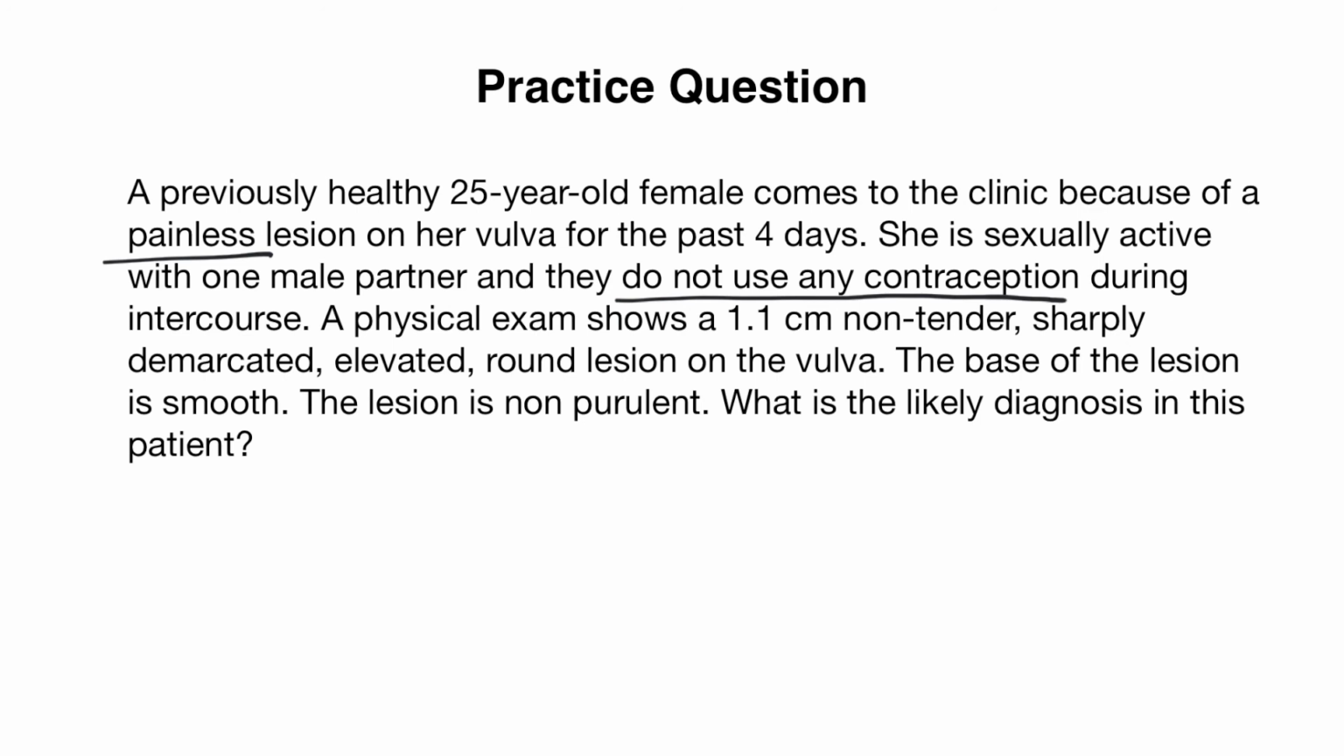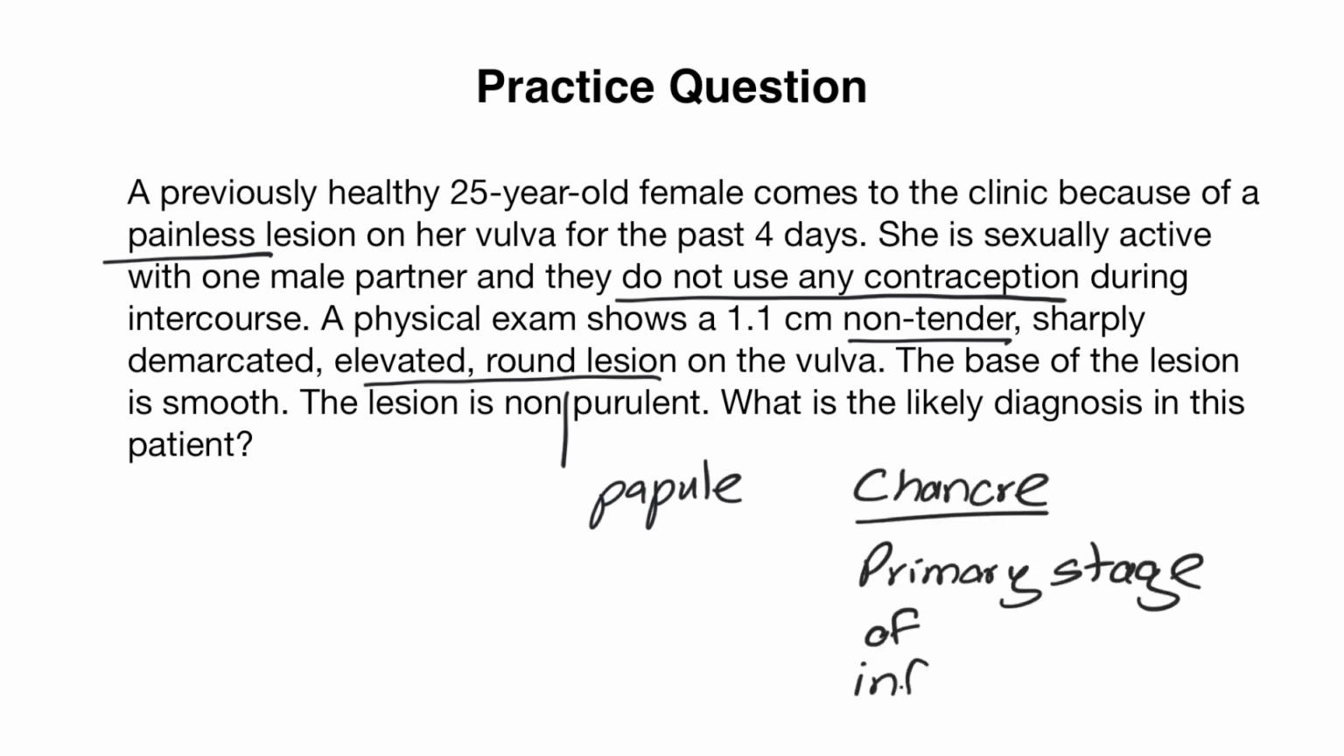A physical exam shows a 1.1 centimeter non-tender, sharply demarcated, elevated round lesion on the vulva. So here again, we're seeing that it's non-tender, so this is more of a painless lesion. And if you remember our discussion on chancres, we said that it can start off as a papule and then become an ulcer. So this sounds like it's more of a chancre that's in a papular form. And then the base of the lesion is smooth, the lesion is non-purulent. What is the likely diagnosis in this patient? So this sounds a lot like a chancre, which is the primary stage of infection in syphilis.